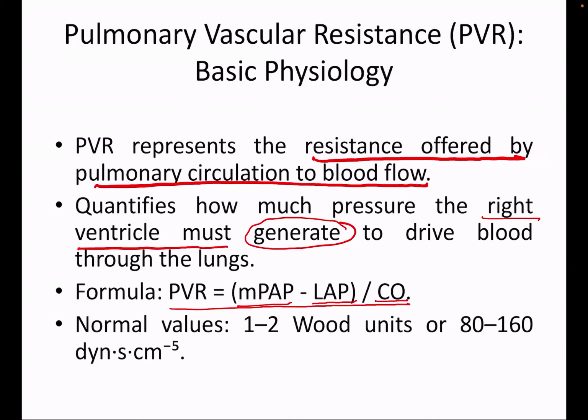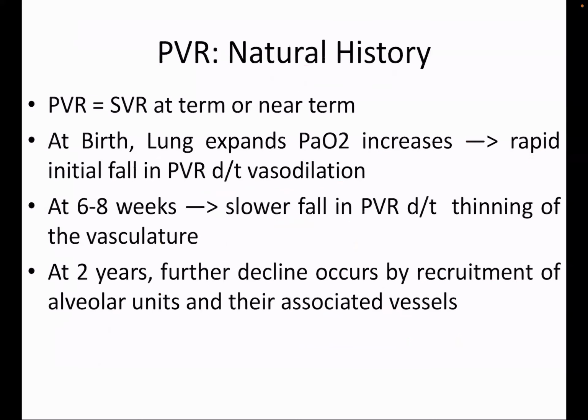Normal values are 1 to 2 Wood units or 80 to 160. This varies from book to book. So mostly it is 80 to 160 dyne second centimeter to the power minus 5. Now coming to the natural history of PVR.